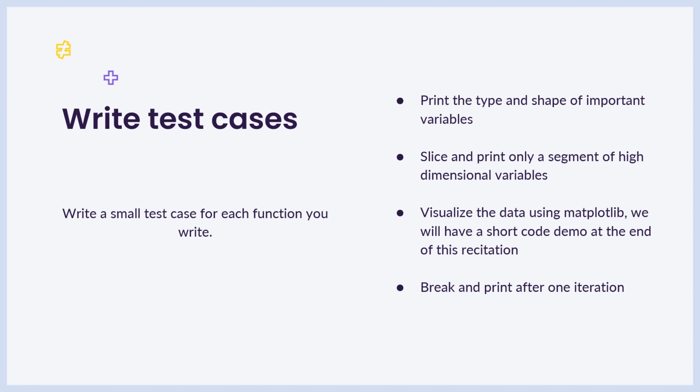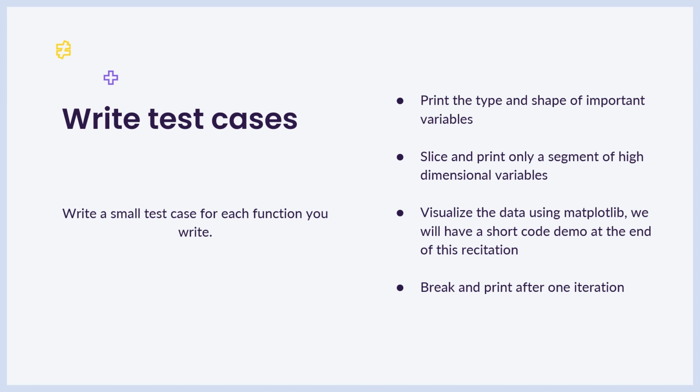The second good practice is to slice and print only a segment of the high-dimensional variables, as most of your dataset will have high-dimensional variables from which it will be tough to get any useful information. For this, it is recommended to print only a segment of these high-dimensional variables to gauge whether you're getting correct values from your model.